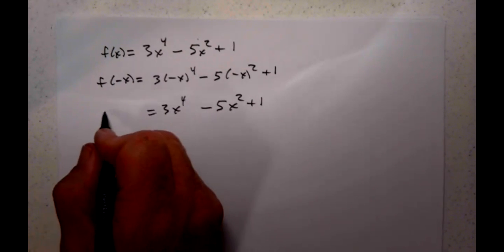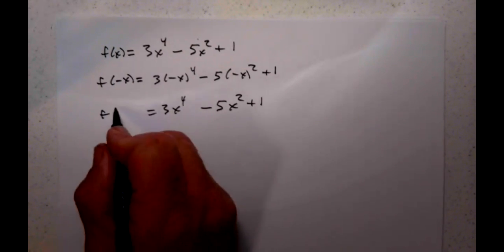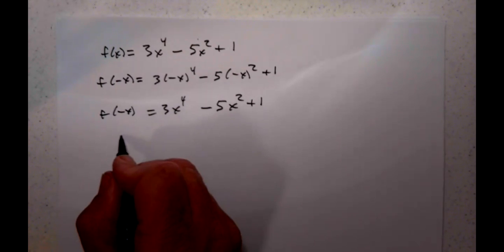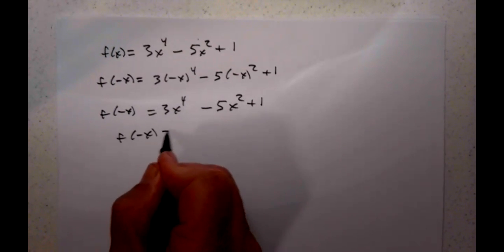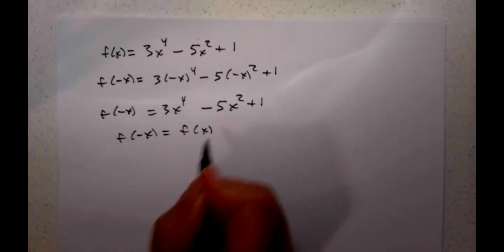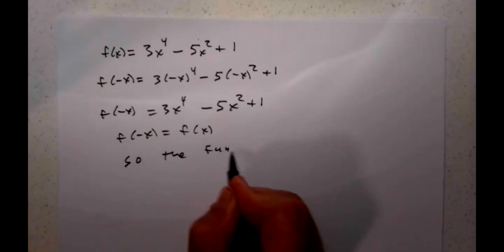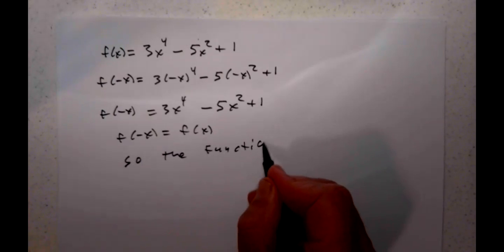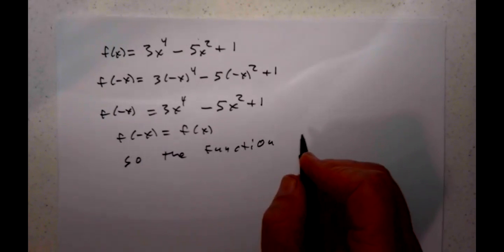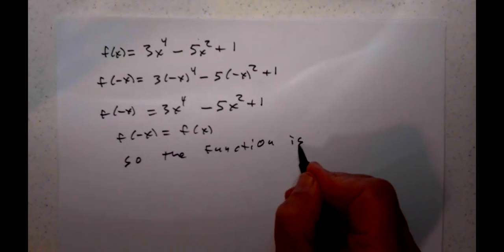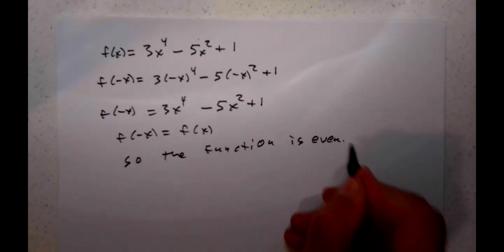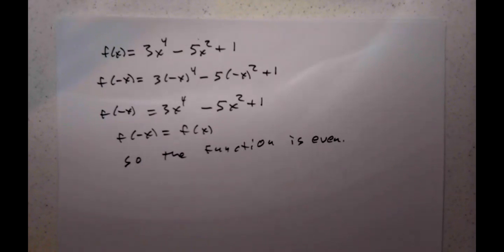So you will notice after we substitute x with negative x, we get the fact that f of negative x is the same as f of x, so the function is even. Which means it should be symmetric with respect to the y-axis. I want to take a look at that. So let's graph it on Desmos.